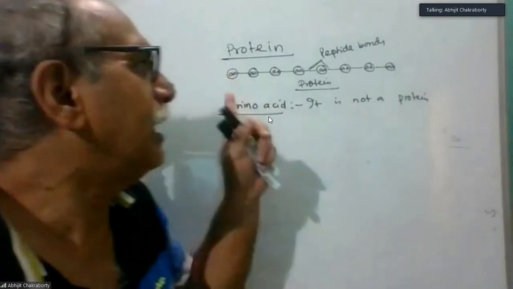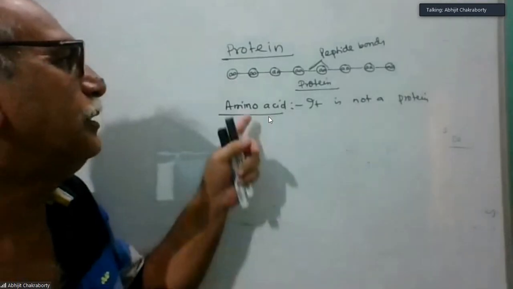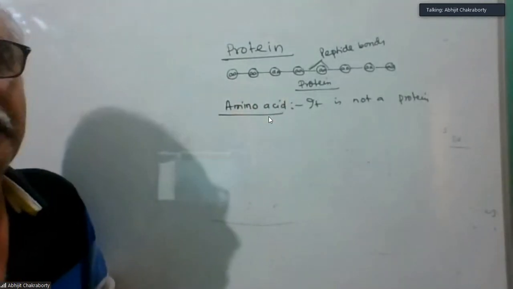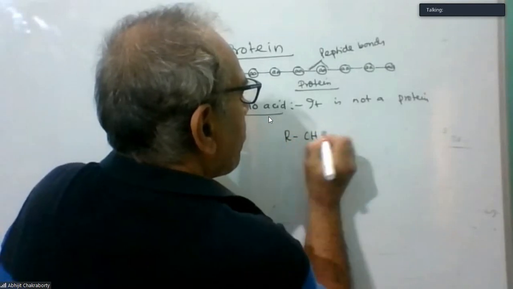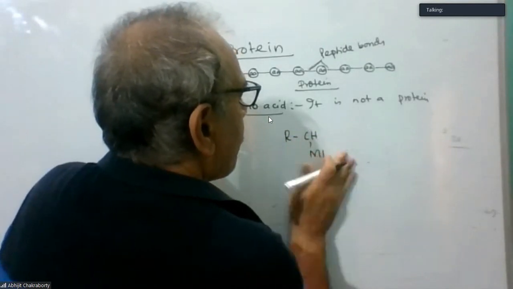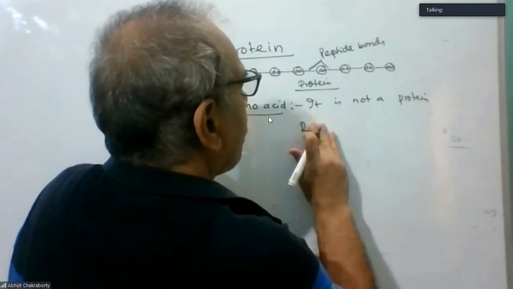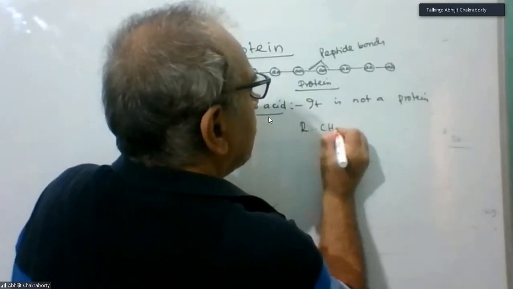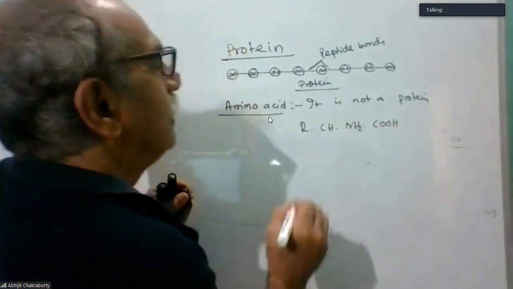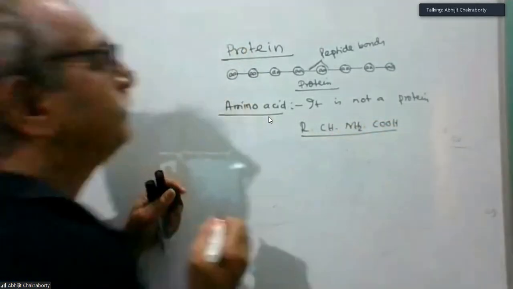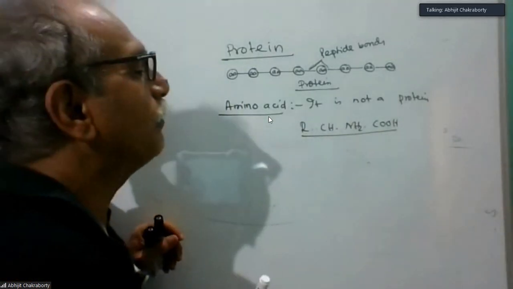In order to be considered as protein, at least one peptide bond is required, which is not present in a single amino acid. A single amino acid may be RCHNH2COOH. This is actually the amino acid, having one amino group, one carboxylic group.